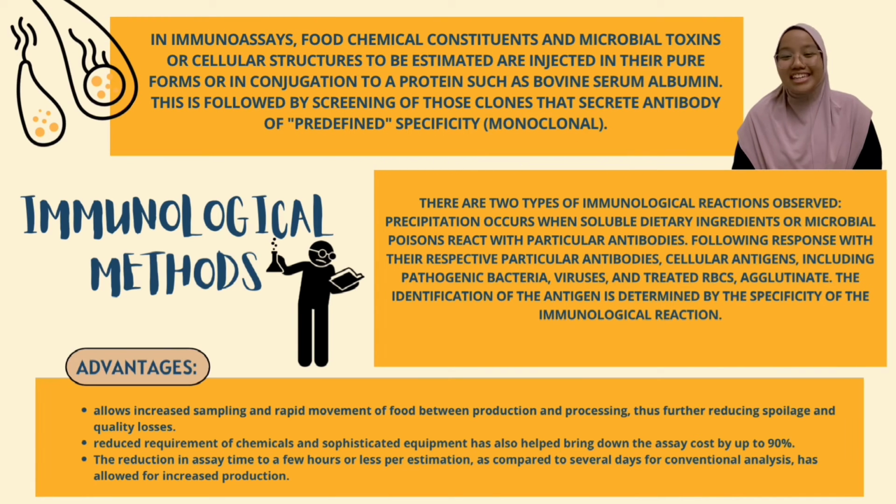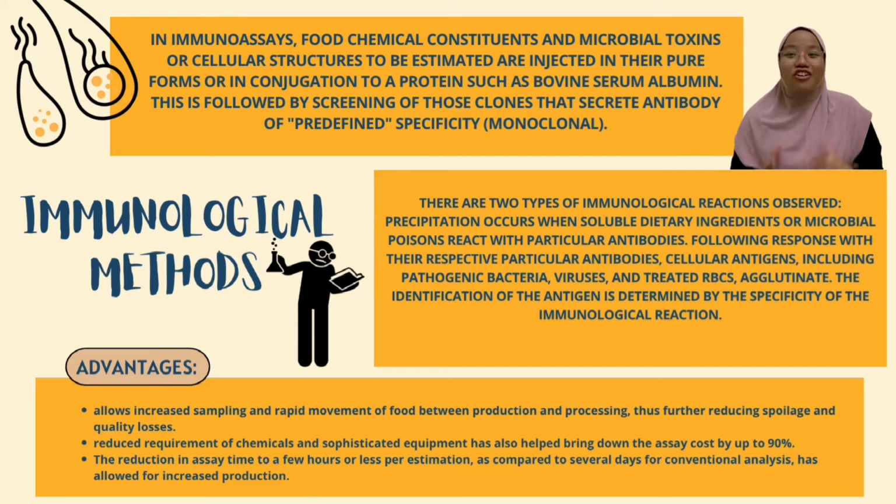For immunological methods, in immunoassay, food chemical constituents and microbial toxins or cellular structures are injected in their pure form or in conjunction with a protein such as bovine serum albumin. This is followed by screening of those clones that secrete antibody of predefined specificity. There are two types of immunological reaction observed. The first is precipitation, which occurs when soluble dietary ingredients or microbial products react with particular antibodies. Following response with their respective particular antibody, cellular antigens including pathogenic bacteria, viruses, and treated red blood cells are agglutinated. The identification of the antigen is determined by the specificity of the immunological reaction.